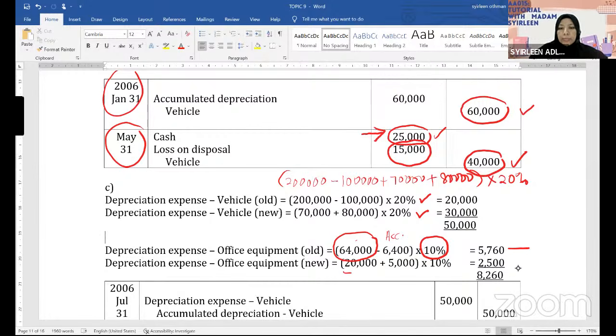Untuk aset yang baru, tak ada tolak apa-apa lagi sebab dia belum ada sebarang accumulated depreciation. Okay, so you just take 20,000 plus 5,000, the one that you just bought, and then you darab 10%. So kita akan dapat 2,500. Yang ni saya asing sebab the old one, I need to minus dengan accumulated depreciation dulu, baru saya boleh dapat dia punya net book value. And then only I can multiply with the percentage given. Okay, so for the office equipment, your depreciation expense is 8,260.